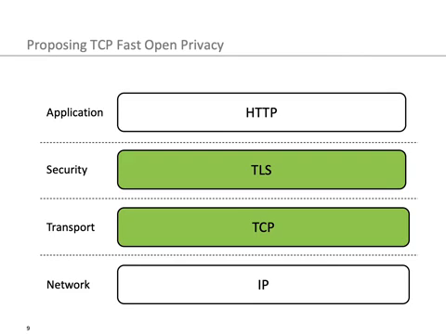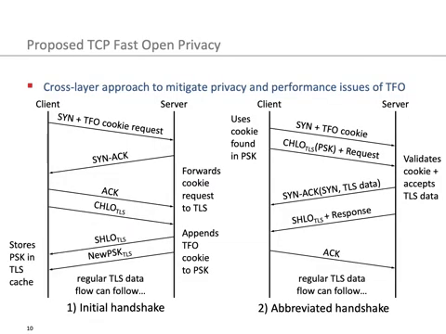This protocol presents a cross-layer approach between TCP and TLS. The proposed TCP Fast Open Privacy Protocol has two handshake modes, the initial handshake and the abbreviated handshake. The client starts the initial handshake by sending a SYN plus a TCP Fast Open cookie request. The server responds with a SYN ACK and forwards the cookie request to the TLS application layer.